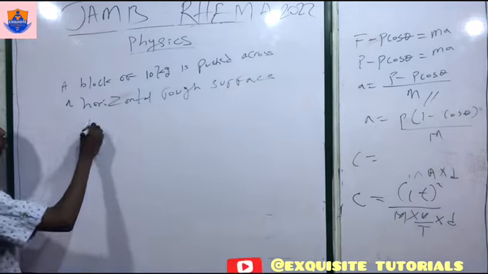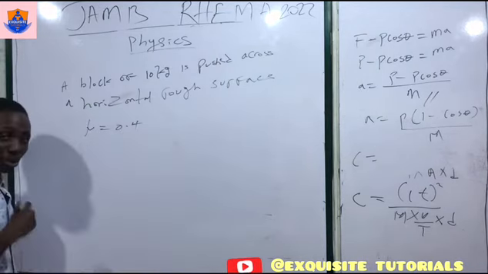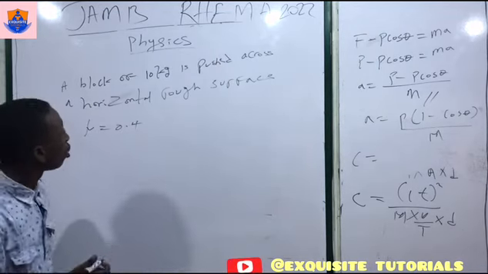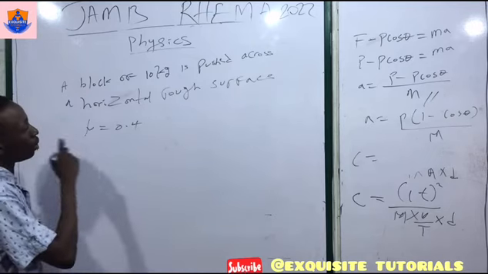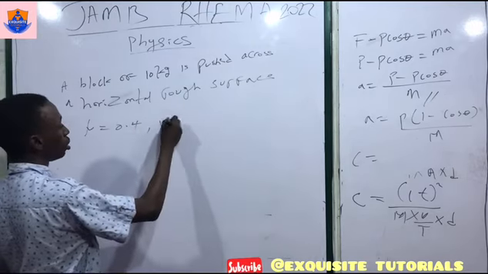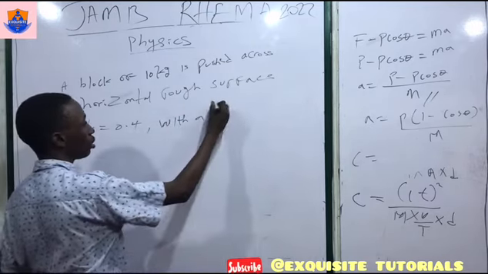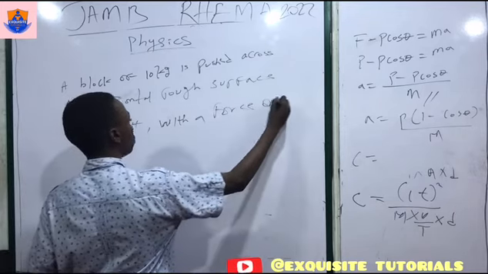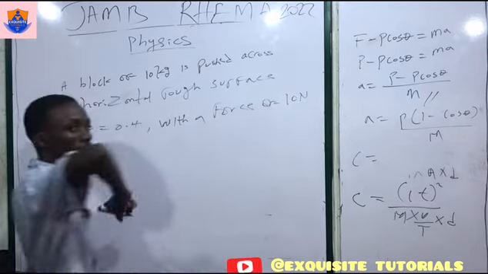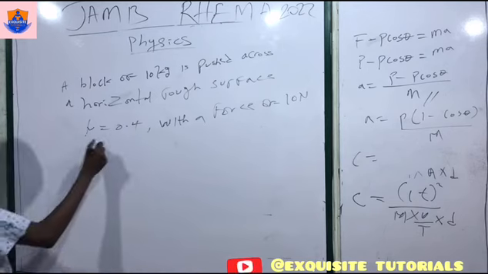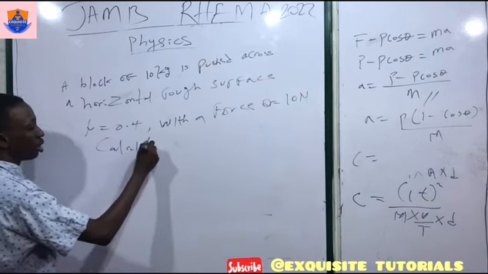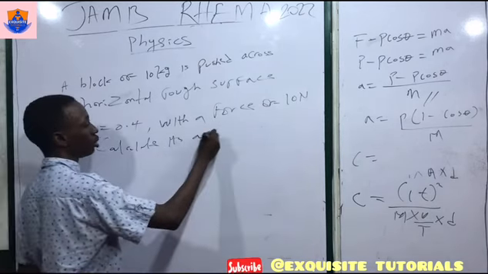With coefficient of friction equals to 0.4, with a force of 10 Newton. Calculate its acceleration.